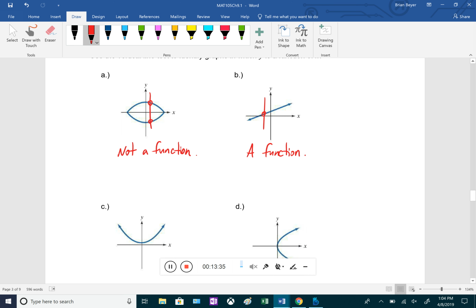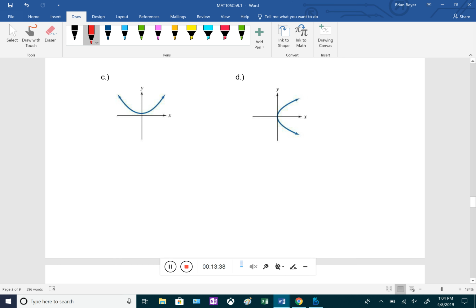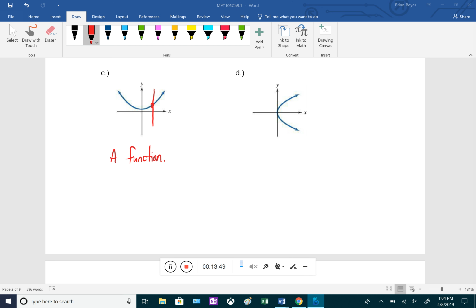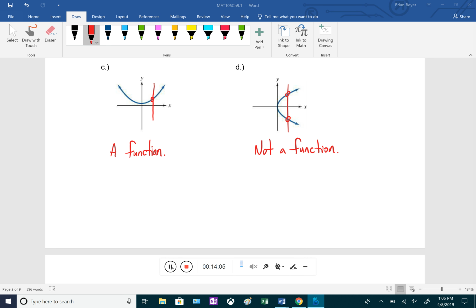And for C, on the left here, it looks kind of like a U. Drawing a vertical line anywhere, we see that it intersects only one spot, so this is a function. For this one on the right, similar shape to the one that we just did, but on its side. When we draw a vertical line, this one will intersect it at two spots, so this is not a function. Okay, so that's the vertical line test, relatively simple. If a vertical line drawn anywhere intersects more than one spot on the graph, that graph is not a function.